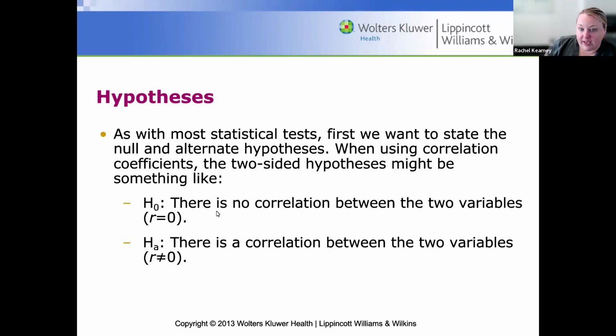So we again start with a null and alternate hypothesis. A null hypothesis might look something like there is no correlation between the two variables, and our alternative hypothesis is that there is a correlation between the two variables. And correlation is measured by a lowercase r, so you'll see that reported as a lowercase r with a number. So basically, if there's no correlation, r would equal 0, and if there is a correlation, r would not equal 0.